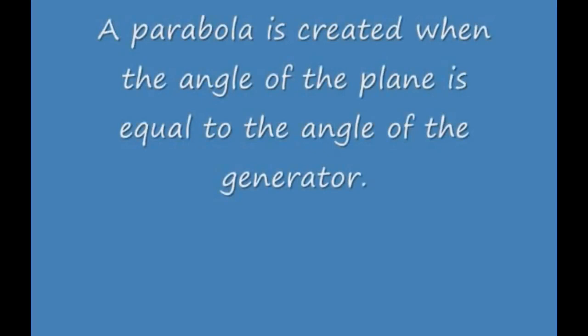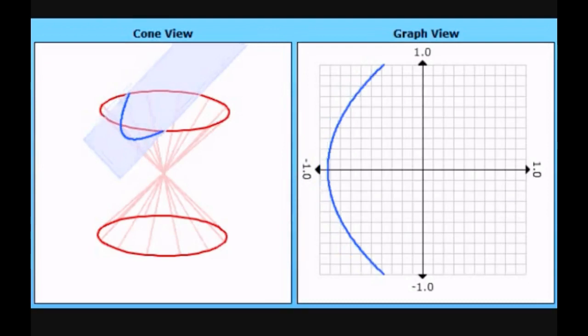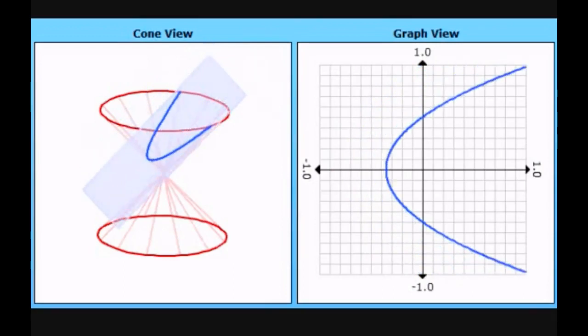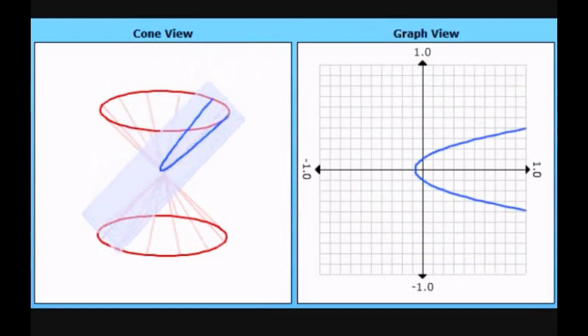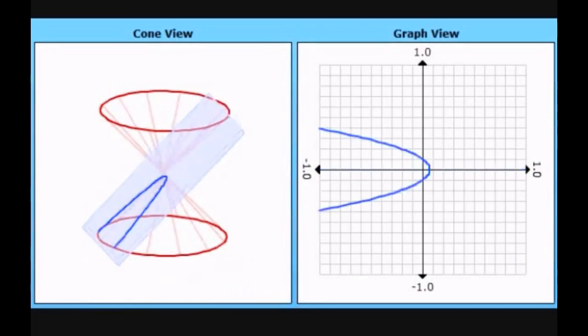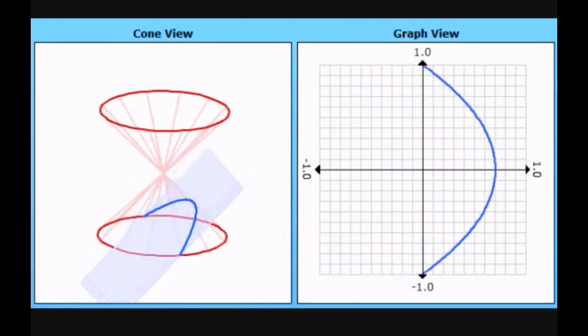All right, so angle of the plane is equal to the angle of the generator. So you see the lines that are drawing that cone, and I'll show you what that actually means. But when that plane is the same angle as that, what you're getting then is a parabola. And you can see how it changes as you go through. Then you get to a line. So you can slice through and get a line. A line is kind of a special case of a parabola as far as a conic section is concerned. And then there's your parabola when the plane goes through the other side.